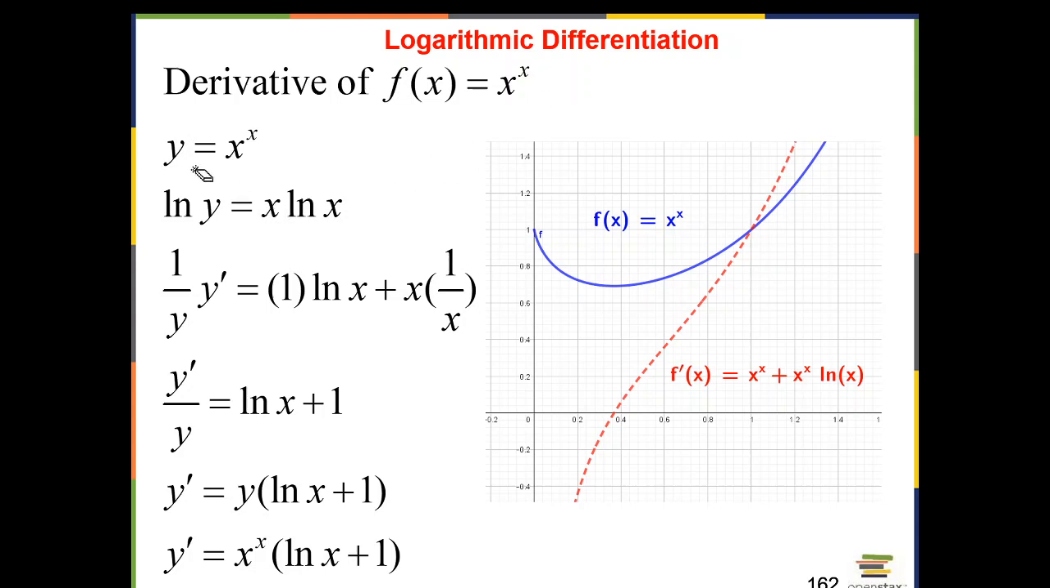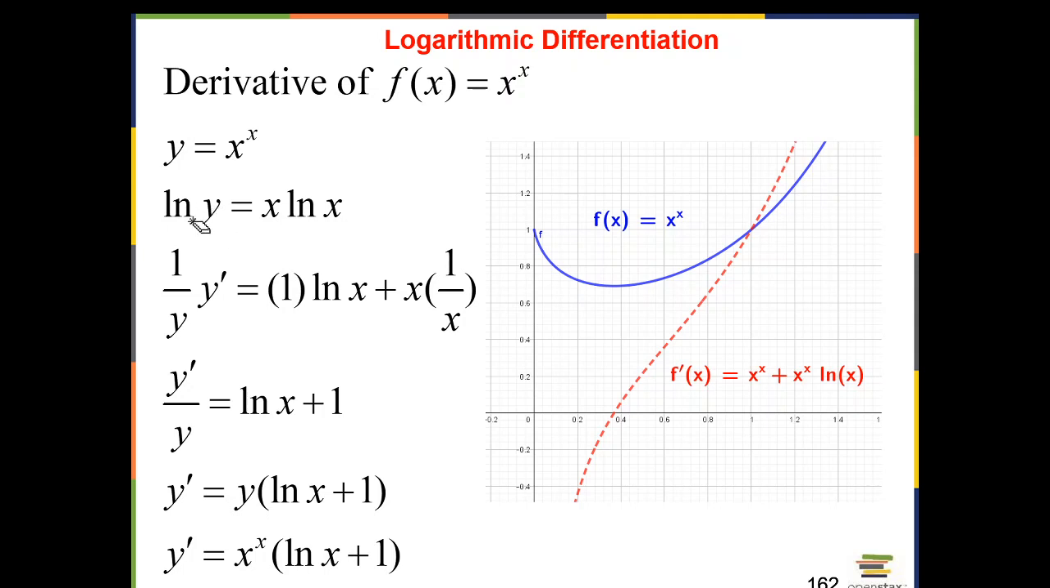How? We're going to say, okay, we want to find the derivative of y equals x to the x. We're going to take ln of both sides, right? Why? Because now you can bring down the x using properties of logarithms. So ln y is x times ln x. Now we take the derivative of both sides and isolate y prime. That's the trick we use.